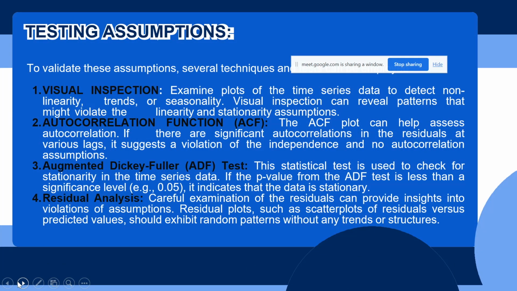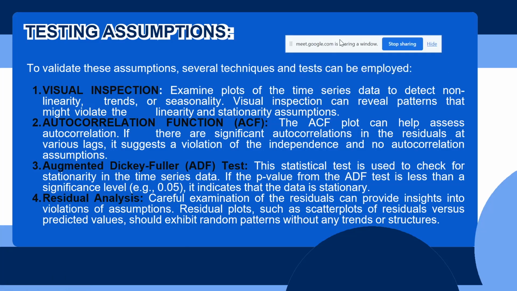And now, let's proceed to testing assumptions. So, what is testing assumptions? To validate these assumptions, several techniques and tests can be employed. There are four aspects of testing assumptions. First is visual inspection.